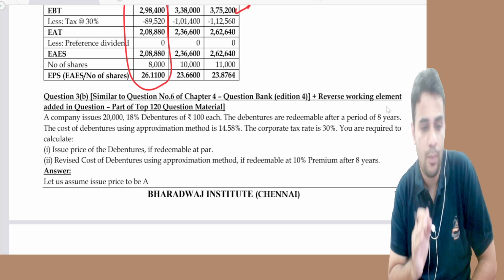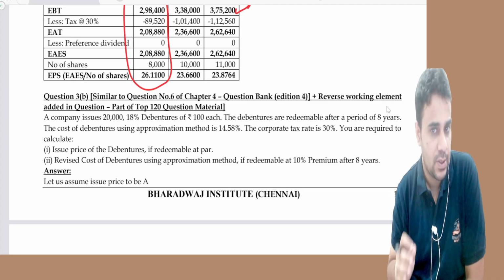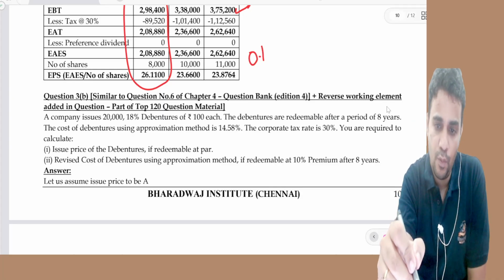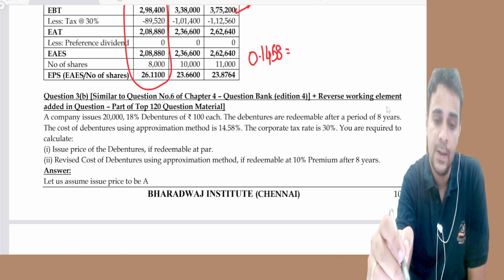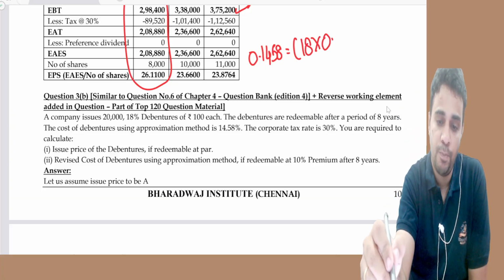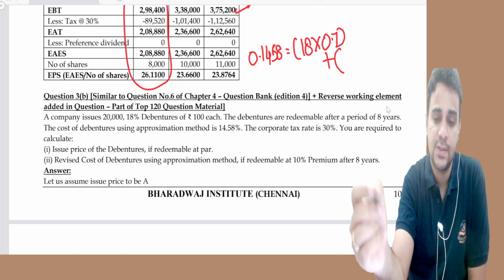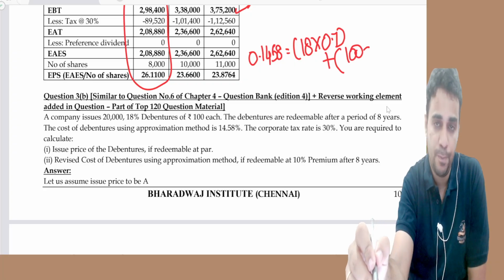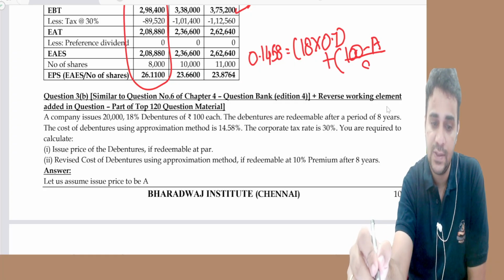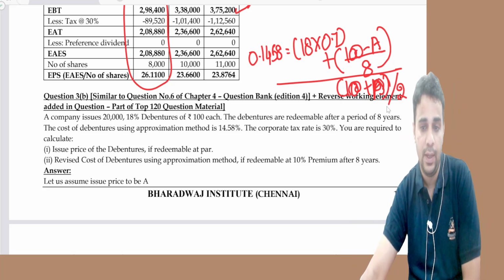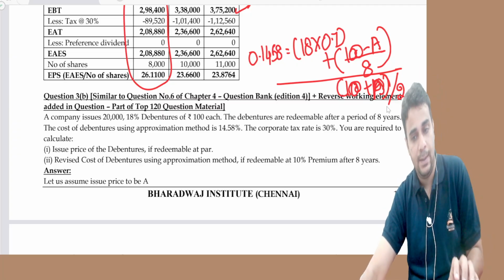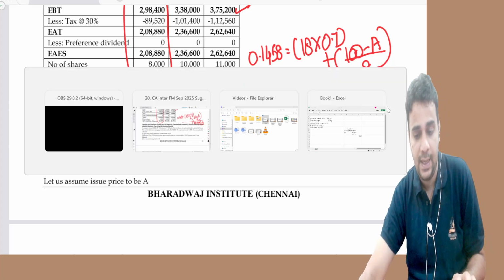Here they have talked about a redeemable debt approximation method. The answer is given, which is 0.1458. The approximation method is interest after tax, interest is 18 into 0.7, plus average other cost, where redeemable value is 100, issue price is net proceeds A, and life is 8 years. Denominator is 100 plus A by 2. So 0.1458 is equal to 18 into 0.7 plus 100 minus A by 8, divided by 100 plus A by 2. You will have to solve this.